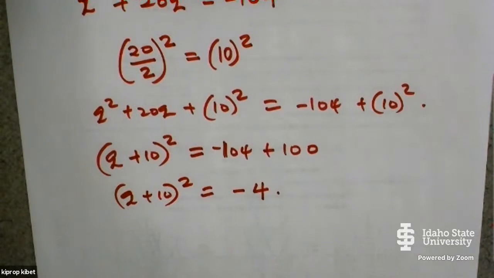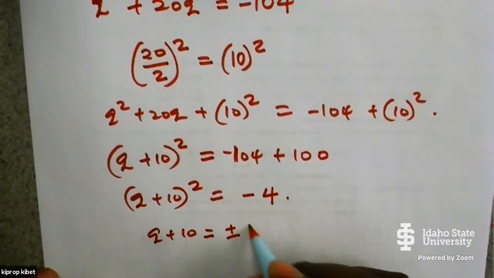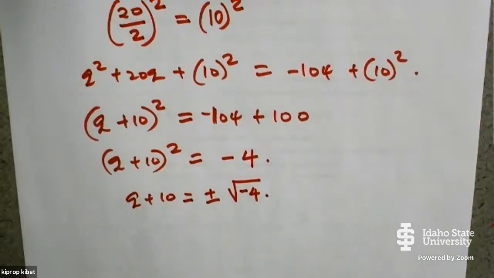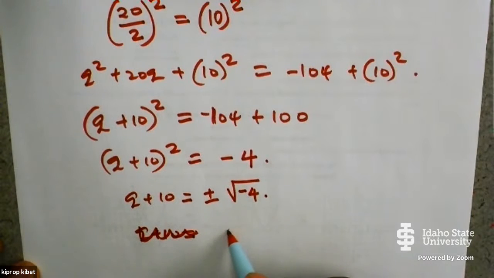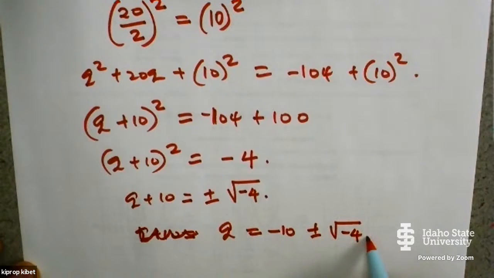Now, using the square root property, we find the square root of this side and the other. So what do we get? q plus 10 equals plus or minus the square root of minus 4. So we take 10 to the other side. So q equals what? Negative 10 plus or minus the square root of minus 4.